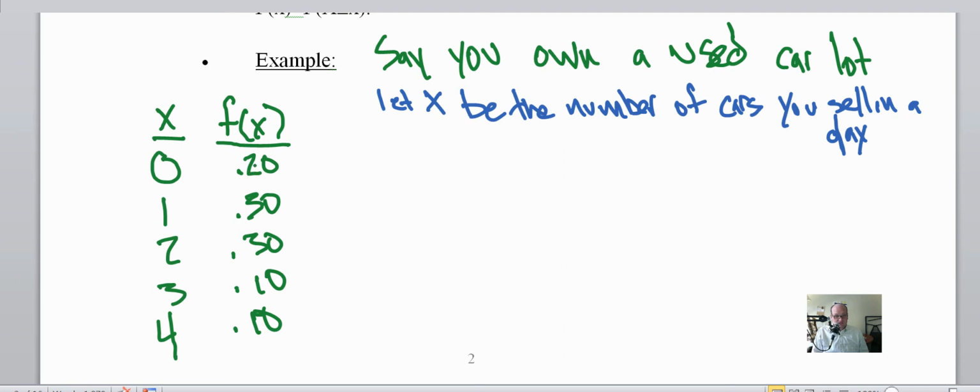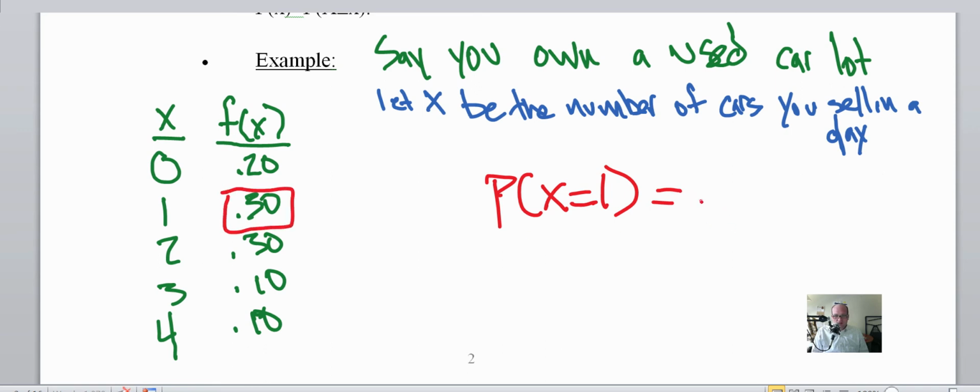You can see a few things. If I add all of these up, it equals 1, right? 2 plus 3 is 5 plus 3 is 8, 9, 10. That's 1. These are probabilities, though, right? So if I ask, what's the probability of selling 1 car? 30%. So let's write that down. What's the probability that x equals 1? Well, I just come over here and there it is, 0.30. That's all we do.